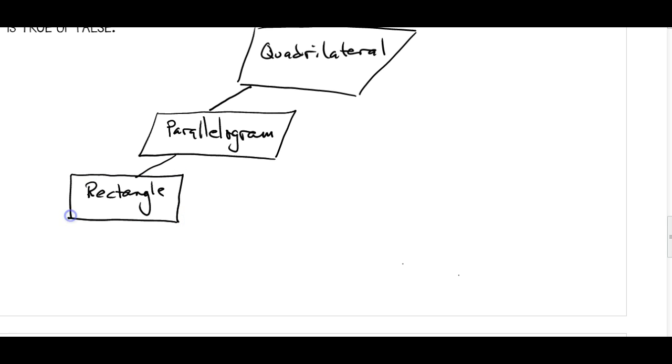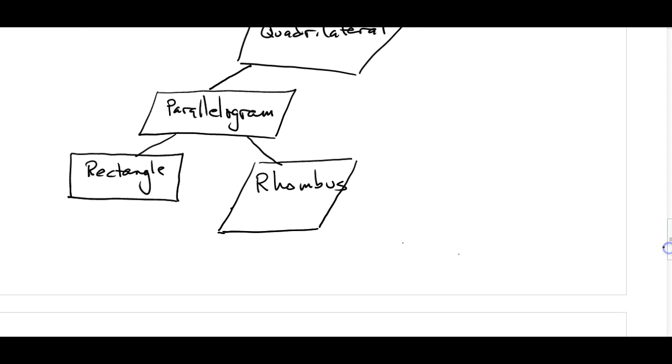And then again from the parallelogram, if we take a pair of sides that are next to each other and make them congruent to each other, what ends up happening is all the sides become congruent to each other, so we end up with a rhombus. So we'll just pretend that I'm going to draw a rhombus here. And then if we put these two things together, we get a square.